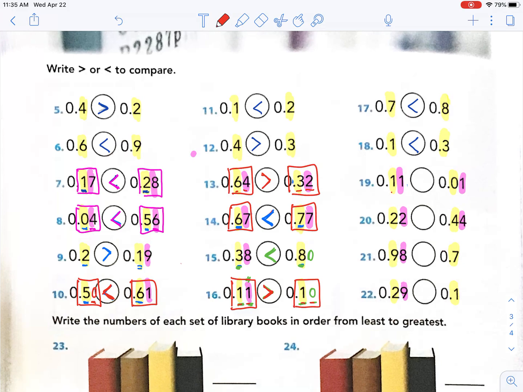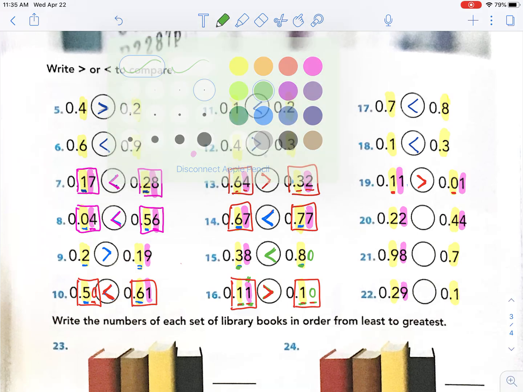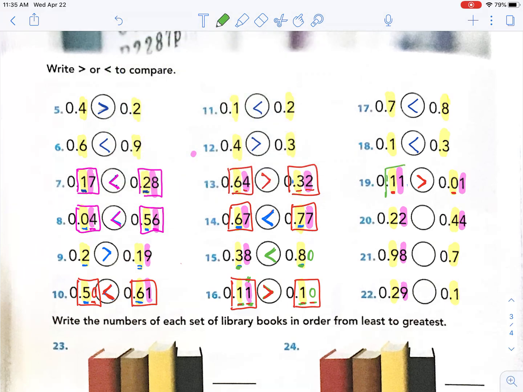All right, number 19. Let's look at it. You can do this two ways. You can look at the tenths and just stop, right? What's bigger, 1 dime or 0 dimes? 1 dime. Okay, 1 tenth is bigger than 0 tenths. Or my friends who love to look at the hundredths place, I can look at the whole hundredths place, tenths and hundredths. What's more, 11 cents or 1 cent, right? 11 hundredths or 1 hundredth. 11 hundredths is still more. It's going to work out the same either way you look at it.